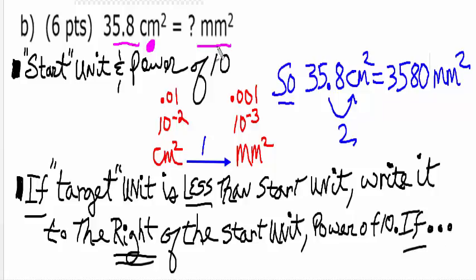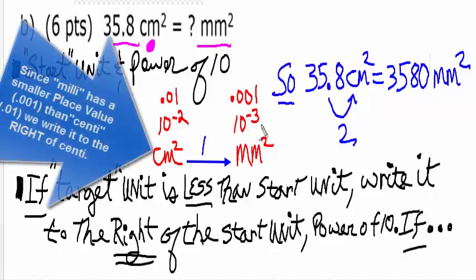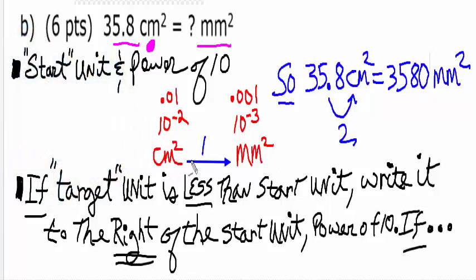Here the target unit is millimeters, or millimeters squared. Milli is 1/1000th, which is smaller than 1/100th. Therefore, we write millimeters squared to the right of centimeters squared, meaning that the decimal place will go to the right. How many places? There is one power of 10 between 10 to the minus 2 and 10 to the minus 3. So if this were centimeters to millimeters, the decimal place would go one place to the right.